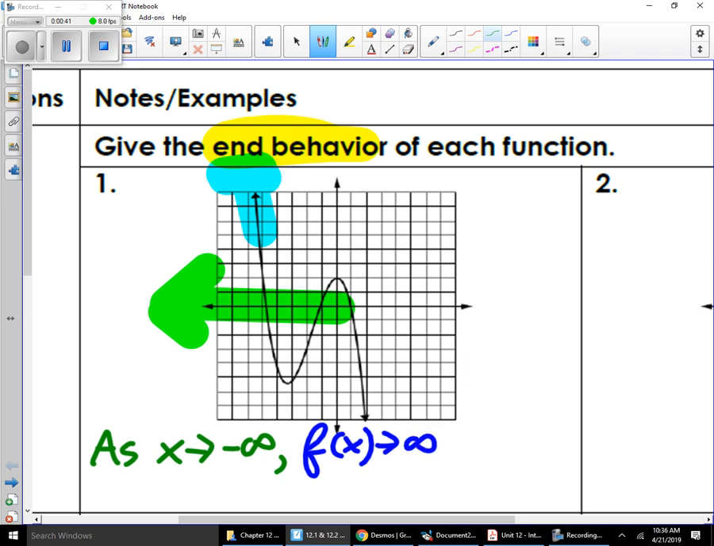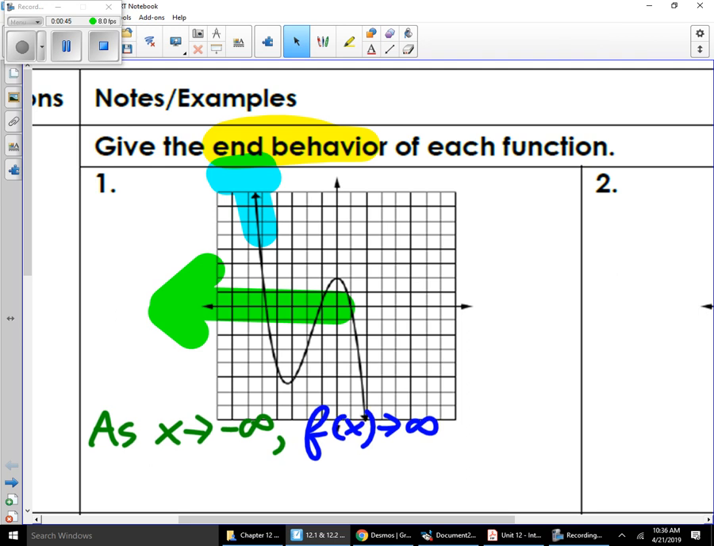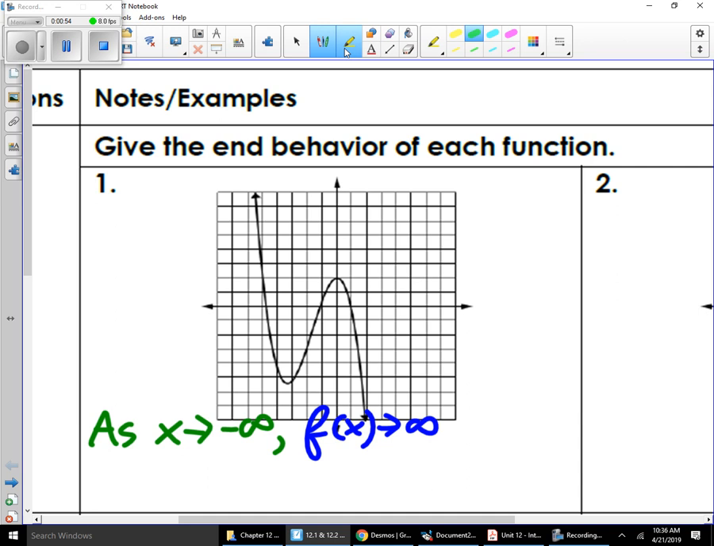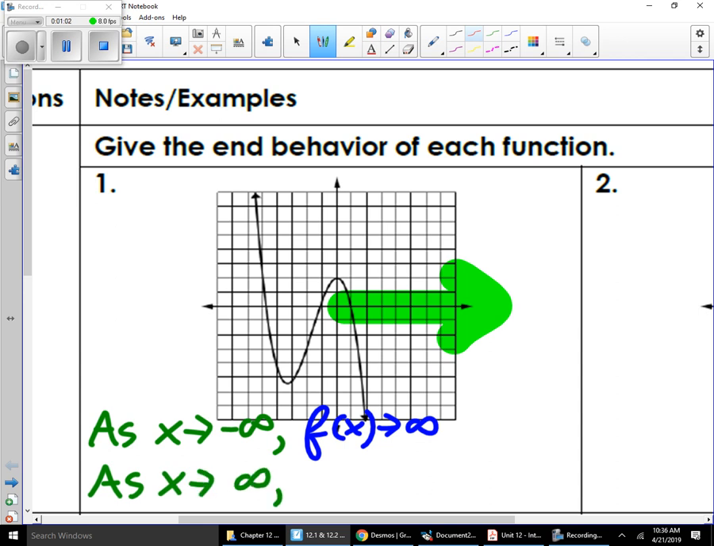So we played around with this both in the polynomials unit as well as with rational functions. The opposite happens on the right-hand side of this function. If I kill this arrow and that arrow, as x gets really large, now we're talking about the right-hand side of this graph. So now as x goes to positive infinity, the function is going to head downwards towards negative infinity.